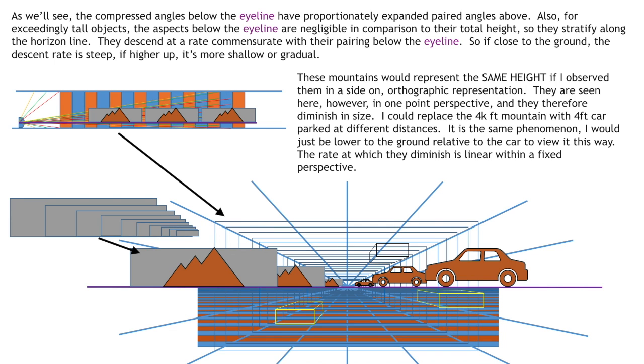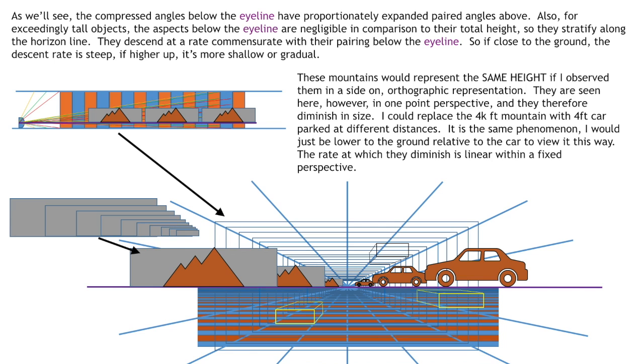Also, for an exceedingly tall object, the aspects below the eyeline are essentially negligible in comparison to their total height, so they stratify along the horizon line. Like if I was looking at a mountain exceedingly tall, way higher than 6 feet of the observer, let's say, you can essentially view it as being all above the eyeline, all along the horizon line.